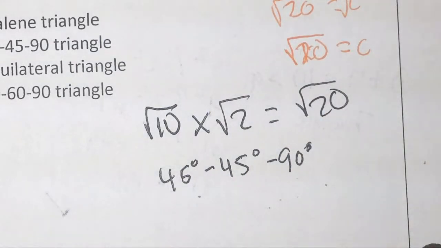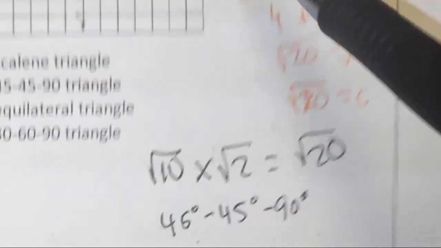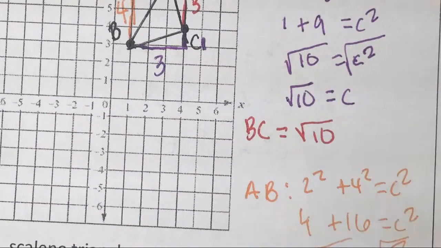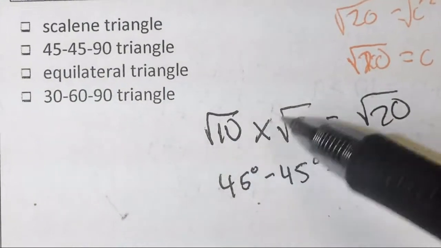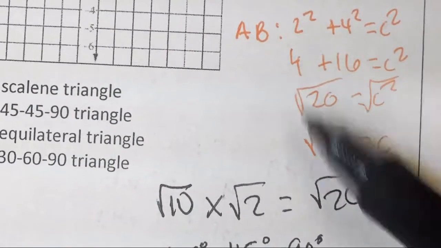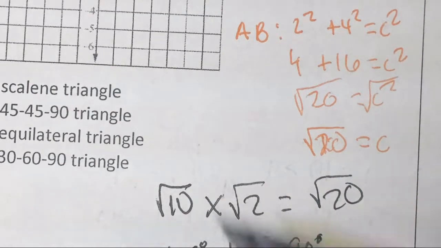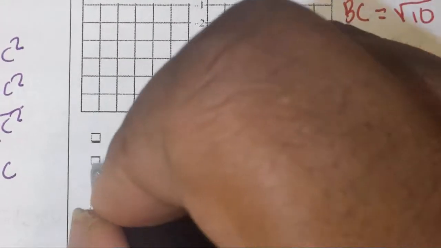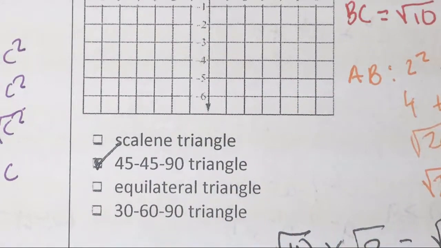You just need to make sure you do the check to make sure that works out. All I did was take one of these two legs up here, square root of 10 and square root of 10, and times it by square root of 2, which is the rule. And that gave me square root of 20, which I already had right here. So this is a 45, 45, 90 triangle. That's the check you need to do.